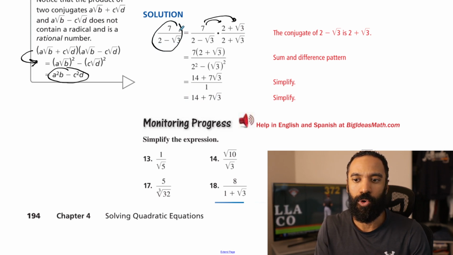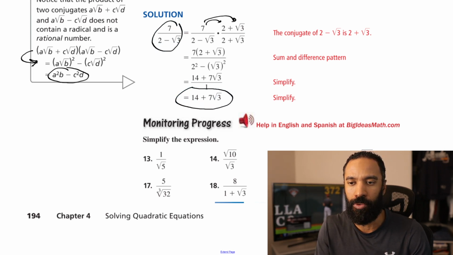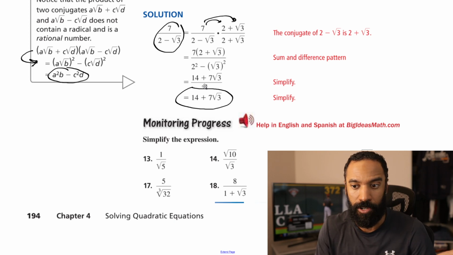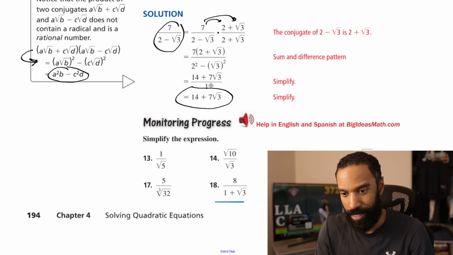So this is equivalent to this. These are the same value. They just wrote it in a different manner, one where there's no irrational values in the denominator. In fact, there is no denominator. It's divided by 1. So it cleans up here.